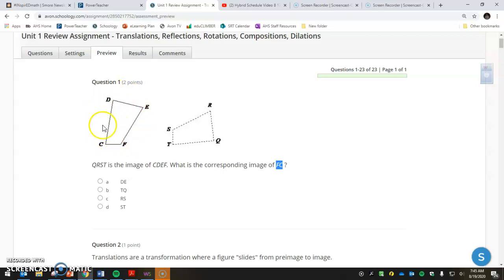Now, if you can tell how this pre-image looks like this image, it looks like it's been flipped over this line and then maybe kind of rotated down a little bit. But in any case, you should notice that like D to C, there's not much of an incline as compared to E to F. So D to C and Q to T would correspond together. E to F and R to S would correspond together. So when they're talking about FC here, they're talking about the correspondence with S to T. So S to T would be our answer, so D would be S to T because it corresponds with FC. So you should notice how they look pretty similar together.